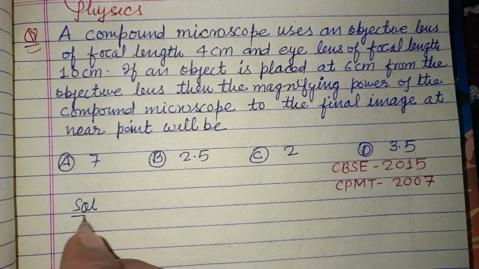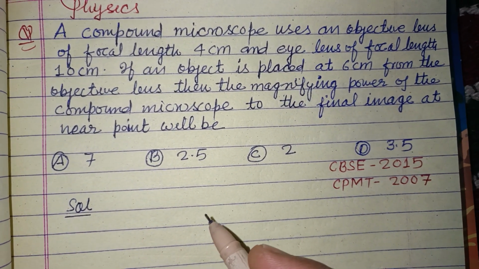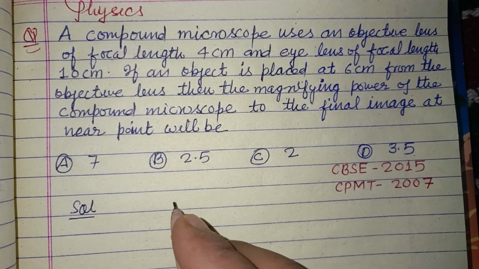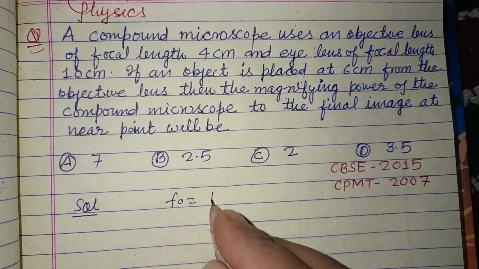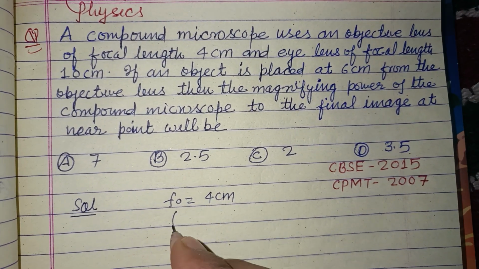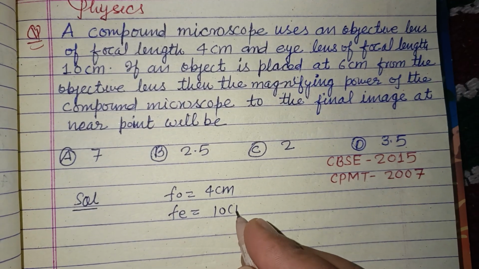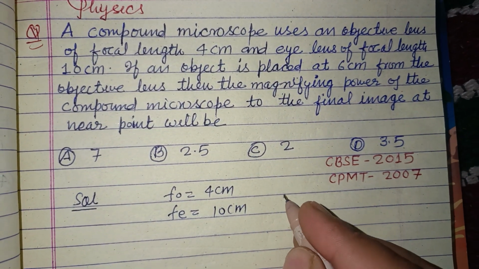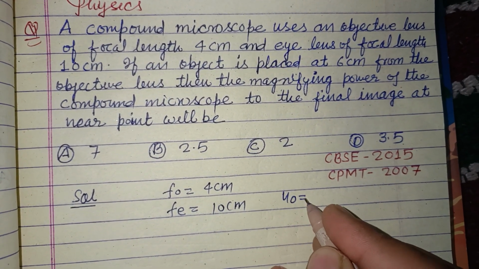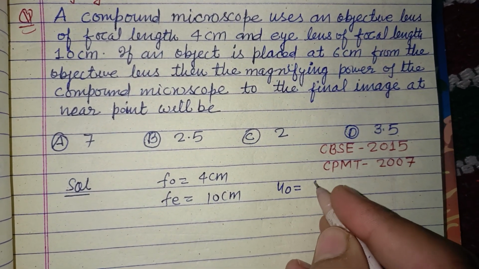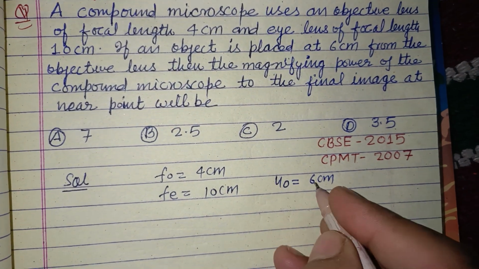So student, here a compound microscope has objective lens and eye lens. So focal length of objective lens is given to us 4 cm and focal length of eye lens is given to us 10 cm, and distance of object from objective lens is given to us 6 cm. We take it as negative.